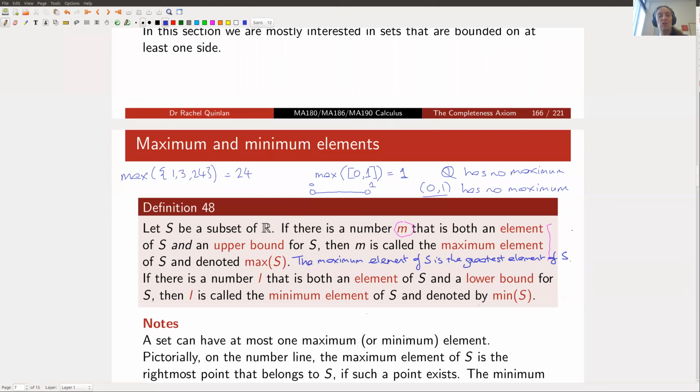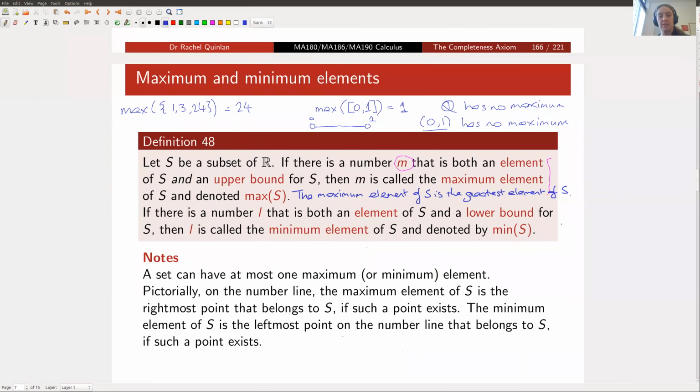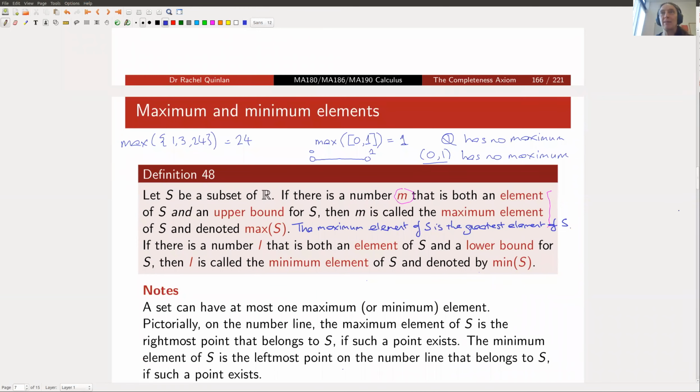Okay, another way to say it: if you had two elements that were candidates for being the maximum element of some set, well, then one of them would have to be less than the other one, and that one couldn't be the maximum element because the other one's greater than it. On the number line, the maximum element is the rightmost point. The minimum element is the leftmost point if such a point exists. Okay, so that's fine. I guess we can have this concept of maximum and minimum elements. Anybody have a comment or question about that?